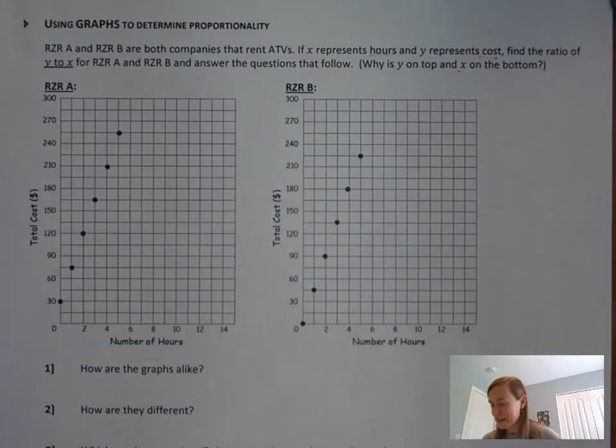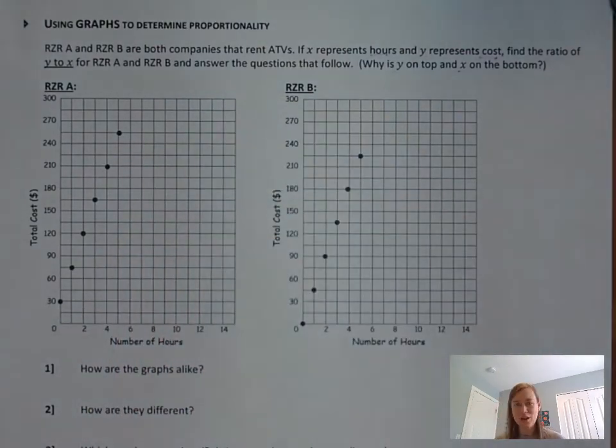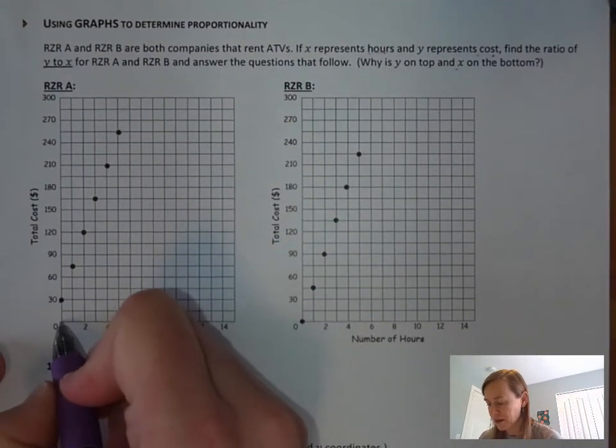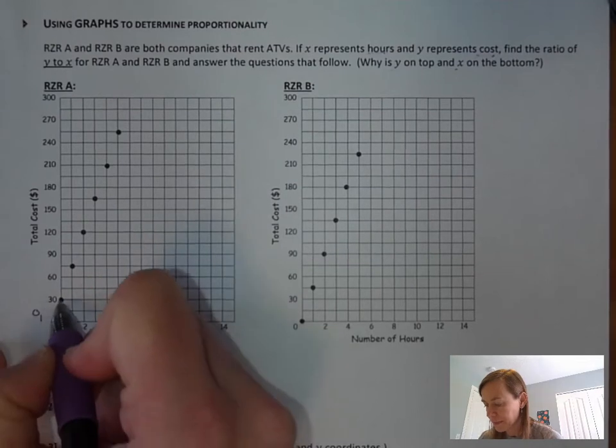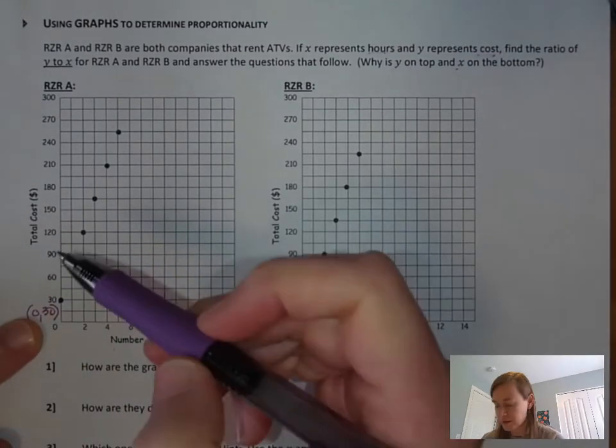Okay, so for Razor A, we've got all these dots on the grid. That's all we have to go on. So let's just write our ordered pairs for the dots, and then we'll have better information to compare. So we have this dot where our x value is 0 and our y value is 30. Okay, so I've got 0, 30 for that one.